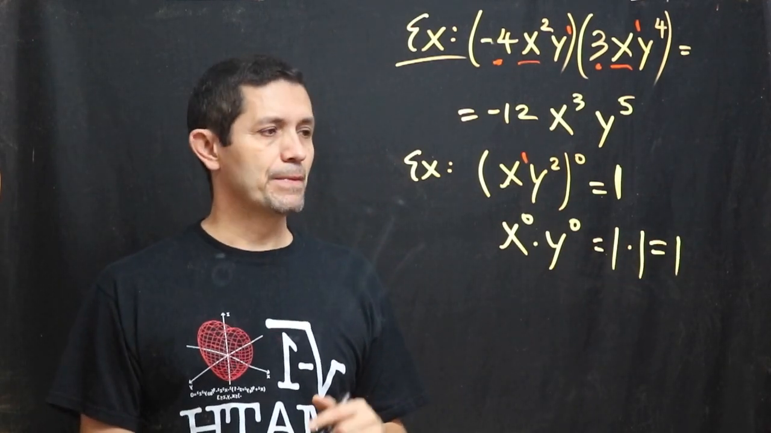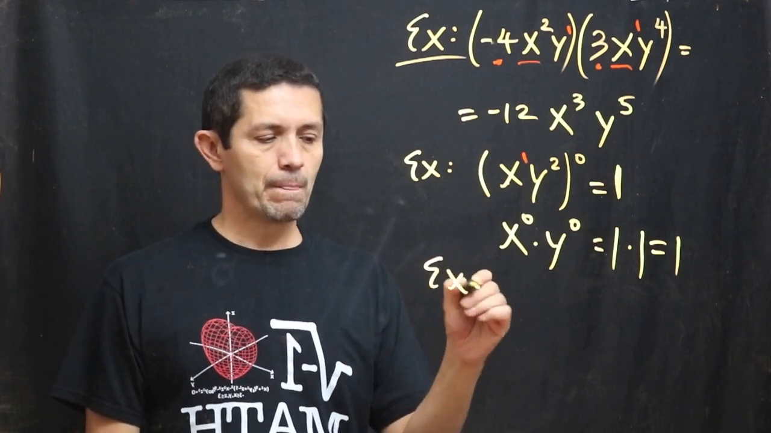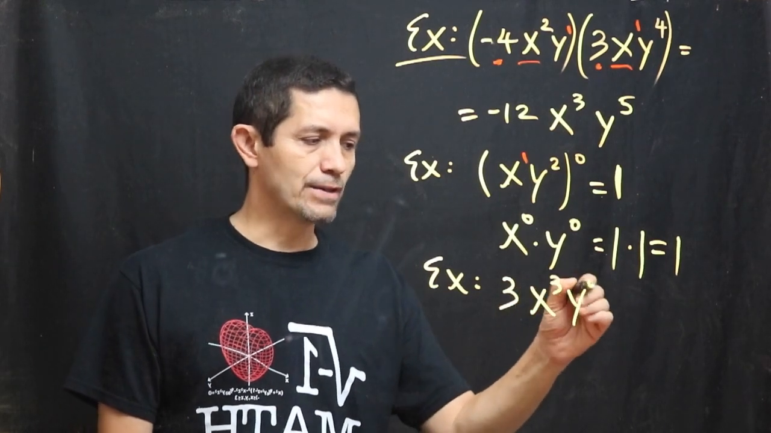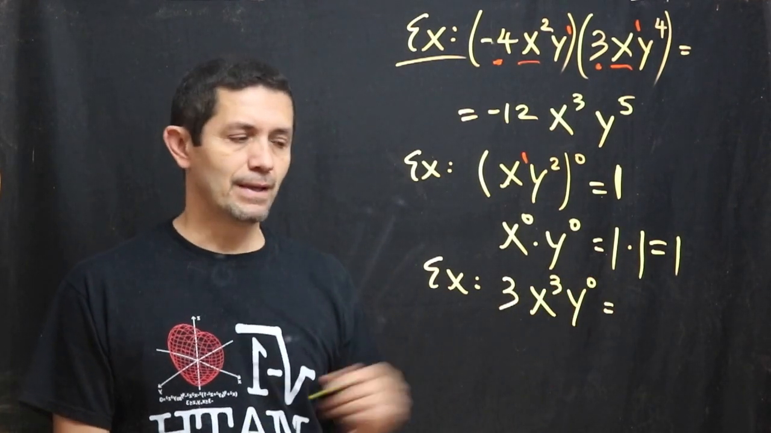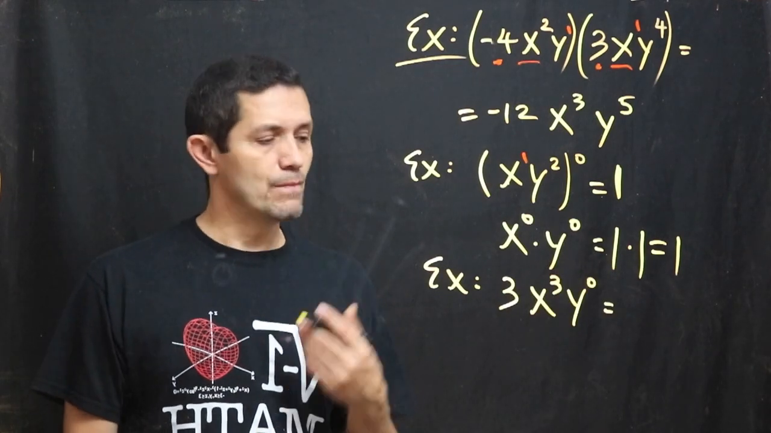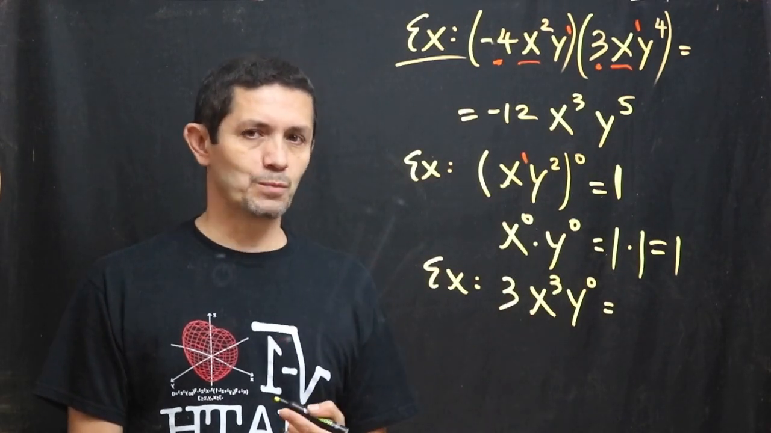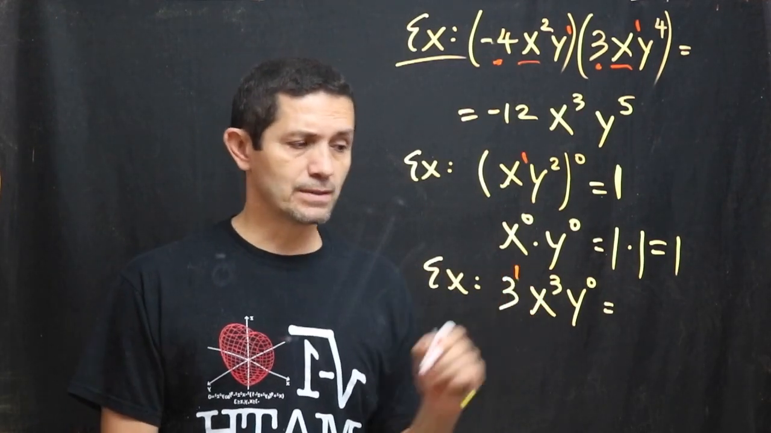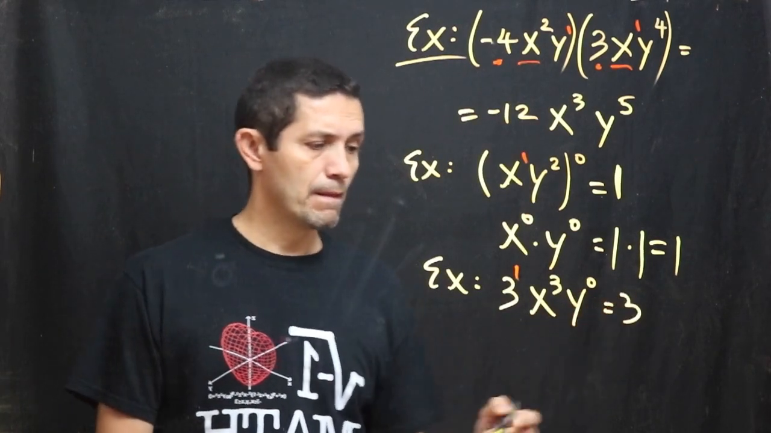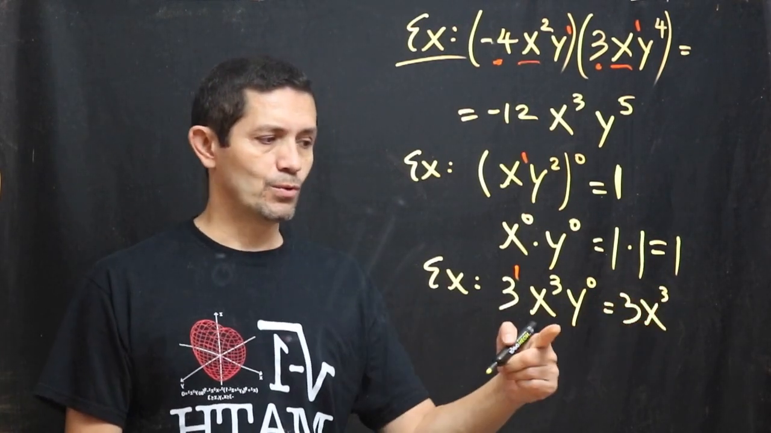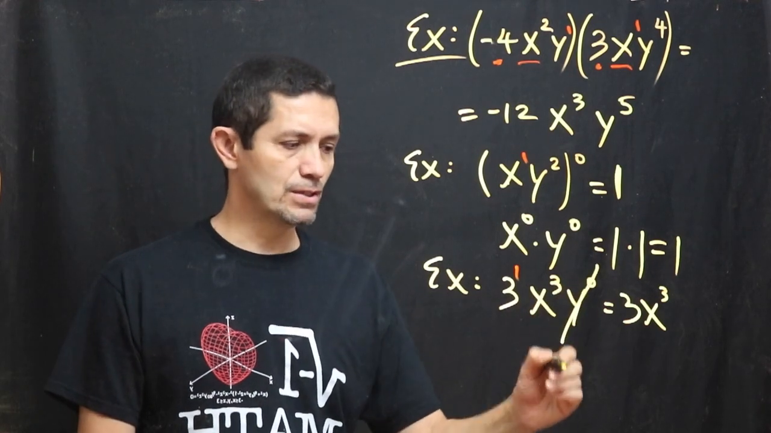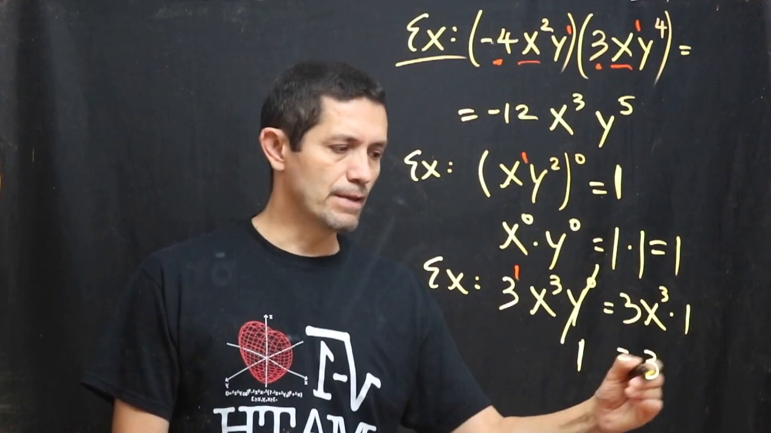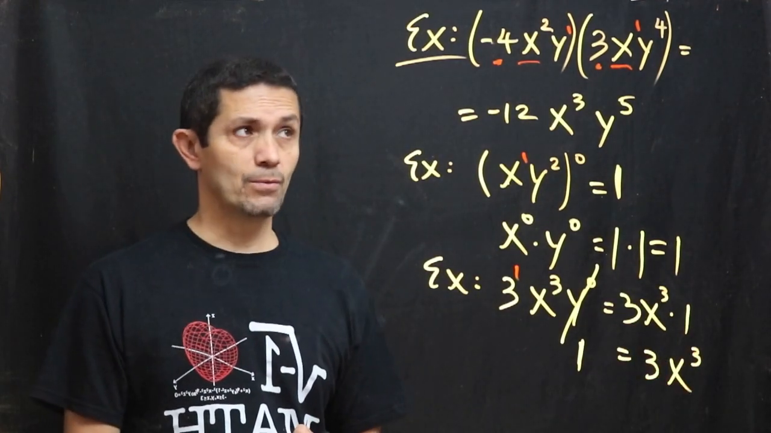Okay? Alright. What about if I have something else? Let's say that I have 3x to the third y to the 0 power. Does everything become 1? No, only the y has a 0 exponent. Therefore, that's the only one that is being affected. The 3 technically has a 1 as the exponent, stays the same. X has a 3, but the y has a 0. Therefore, this turns into 1. And 3x cubed times 1 is 3x cubed. Okay? And that'll be it.